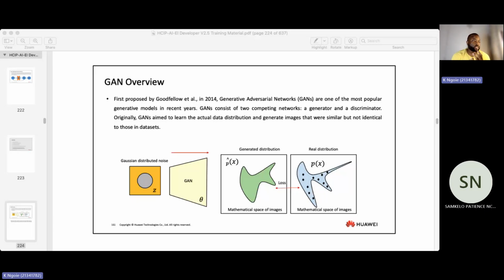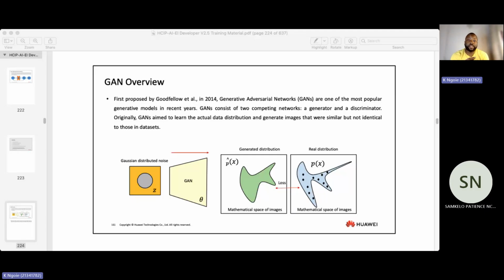So GAN, when we spoke about it yesterday, we mentioned the fact that GAN will have two parts. So GAN is composed of two neural networks that will compete with each other in a game-like setup. So you have the generator and the discriminator. So the generator will generate or create fake data, and then the discriminator will detect those fake data.